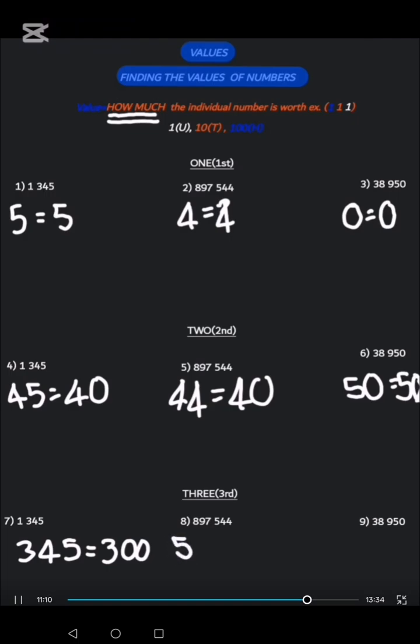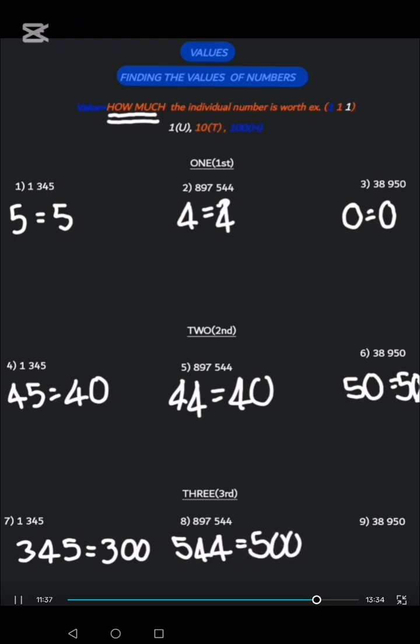The next step is to change the rest of the other numbers on the right hand side into zeros. So that means these 2 4s are going to change to zeros. That means 544 is going to equal 500.